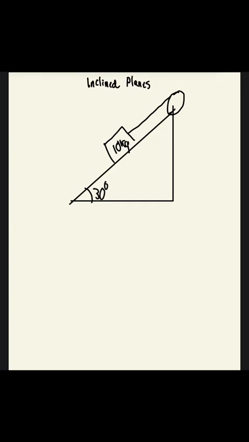So let's do that. Our weight force is equal to mg, which is our mass, 10, times gravity, 9.81, so we get 98.1 newtons for our weight force.